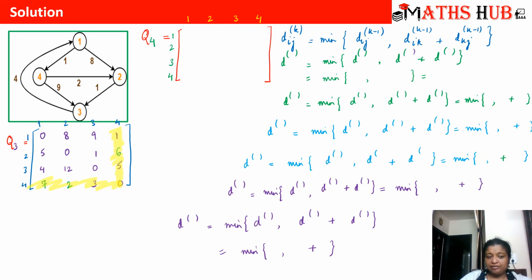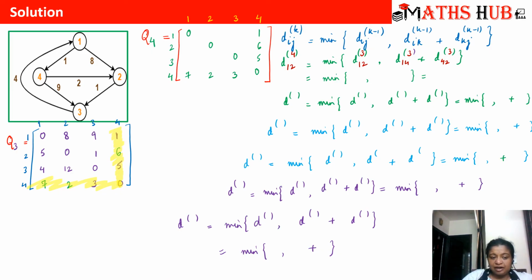So now let us calculate from Q3 to Q4. So we will keep the entries in the diagonal 0 and we will keep the entries in the fourth column and the fourth row same. So we have 7 over here, 2 over here, 3 over here, 1, 6, 5 and 0, right? So the first entry that we will calculate is D12. What is D12 in the new weighted matrix 4? It is D12 in the previous one, then D14 in the previous one, and D42 in the previous one, right?